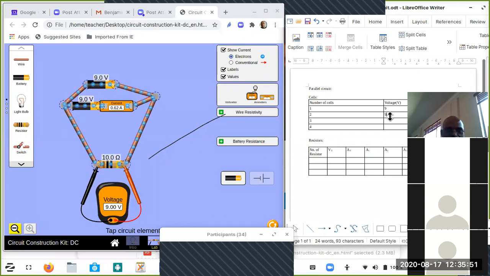Is there any change there? No, sir, no change. There is no change, right? Remember, we are looking at cells in a parallel connection. Then I'm going to connect another cell. Again, it's 9 volts. We are going to find out whether our voltage is going to change or not.